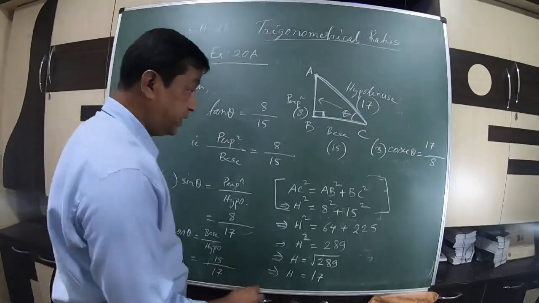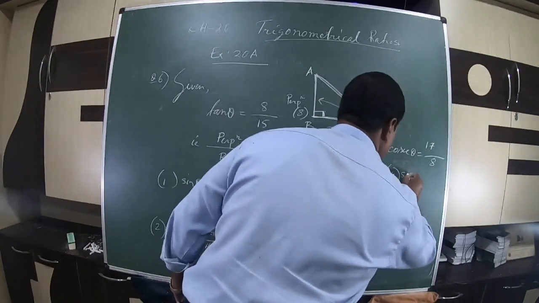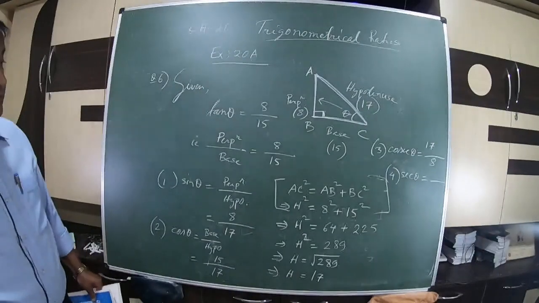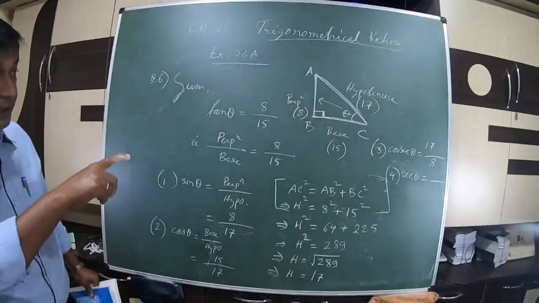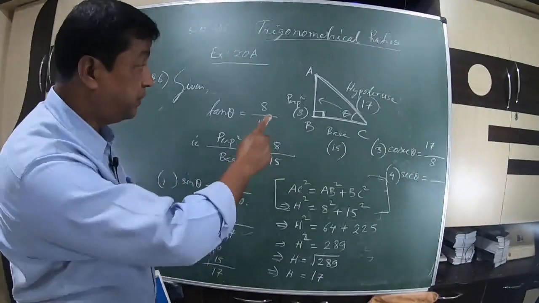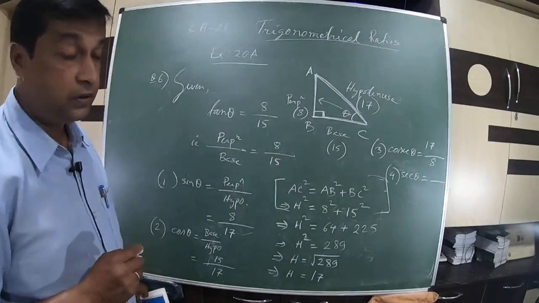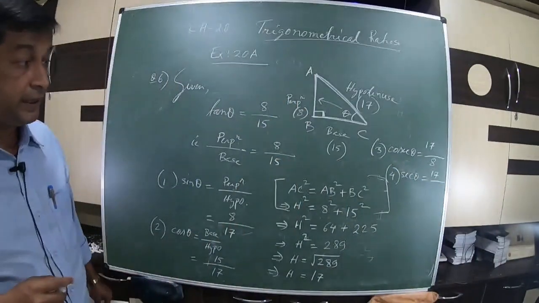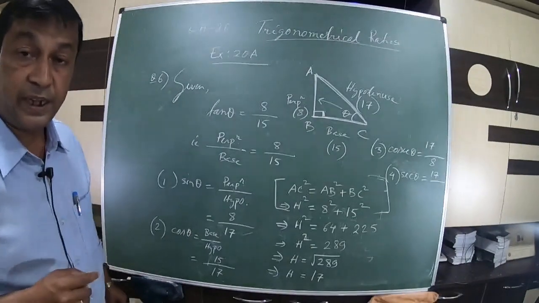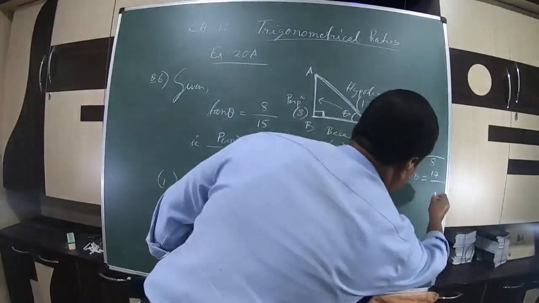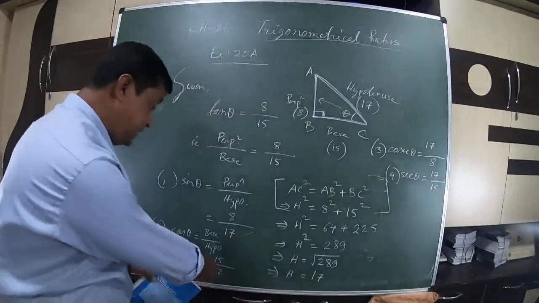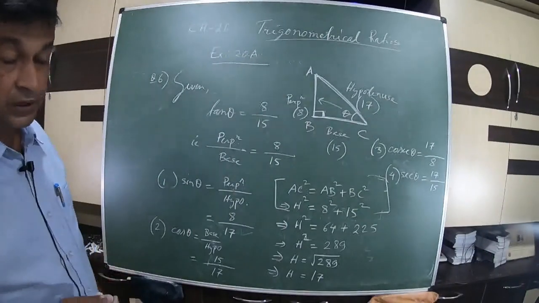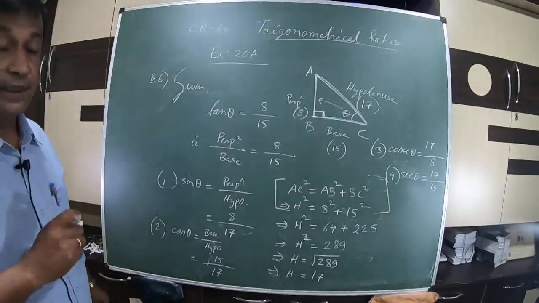Now next you can go for the sec theta. Sec theta, that is the reciprocal of cos theta. That means what? It will be hypo by base, hypotenuse by base. So what is the value of hypotenuse? That is 17. Now what is the base? Just see properly, 15. Or you can just see it from here also, just the reverse of cos theta, that is sec theta. The reciprocal. That means 1 by cos theta is sec theta.